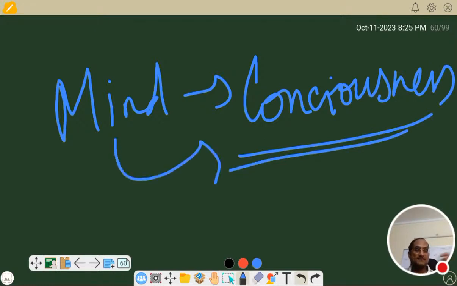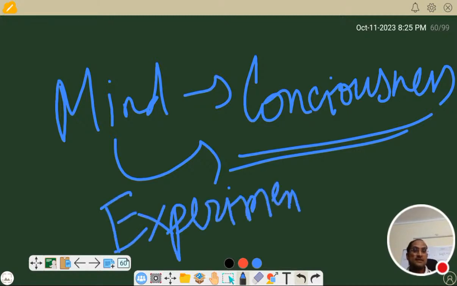From mind to consciousness. Lab experiment, that's why it was scientific. The first scientific approach towards understanding psychology, for sure. Wilhelm Wundt is called the father of experimental psychology, because before that there were no experiments prevalent. There was no mention of any kind of experiment. Father of experimental psychology. Scientific method definitely used.